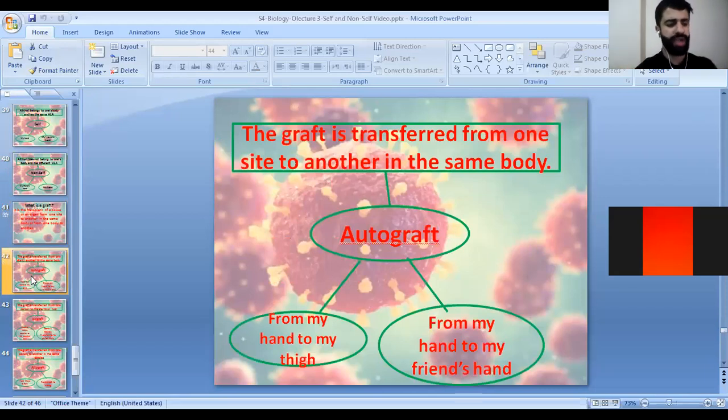Autograft. I told the students that autograft is automatic. This is a Frayer model: definition, example, and non-example. An autograft is the graft that is transferred from one side to another in the same body. For example, from my hand to my thigh. This is called autograft. Non-example: from my hand to my friend's hand. So autograft is the graft that is transferred from one side to another in the same body, meaning from one place to another place in my own body. This is autograft.